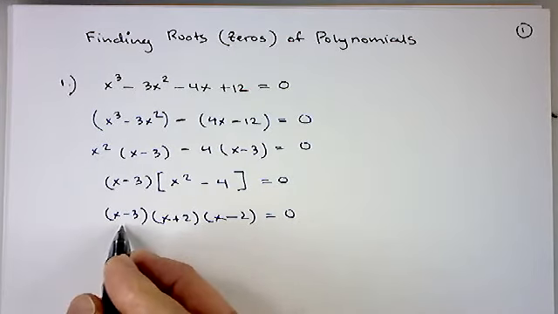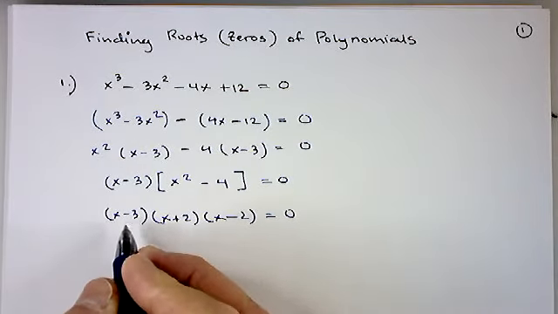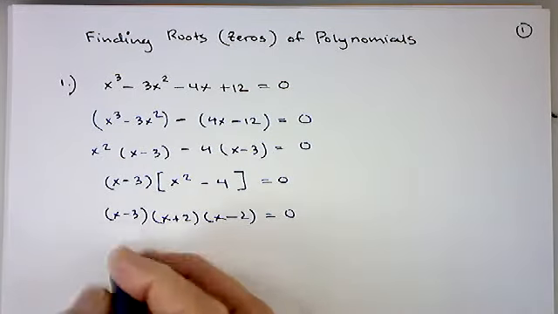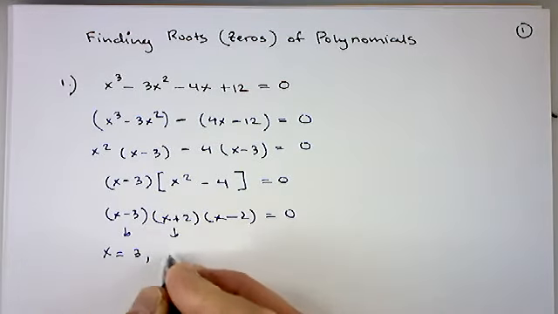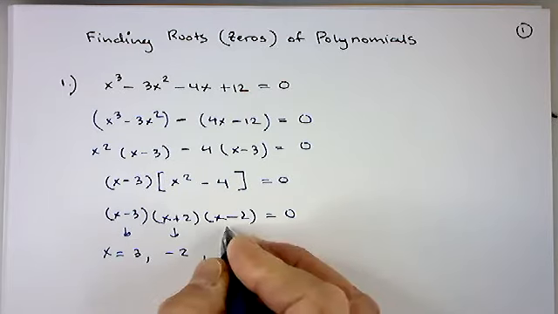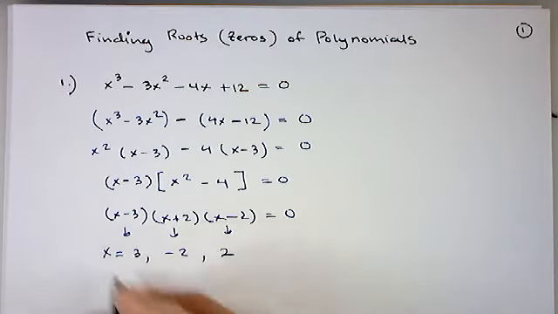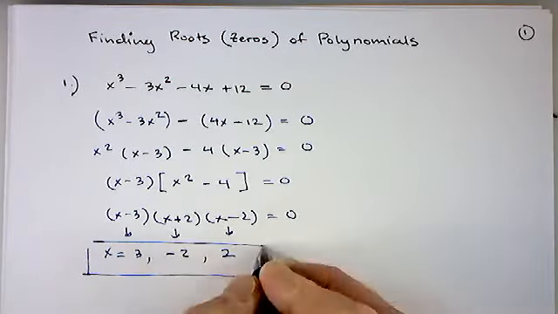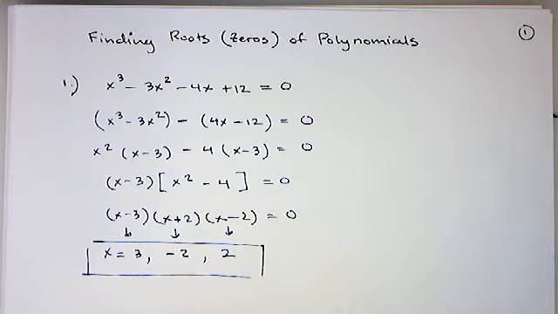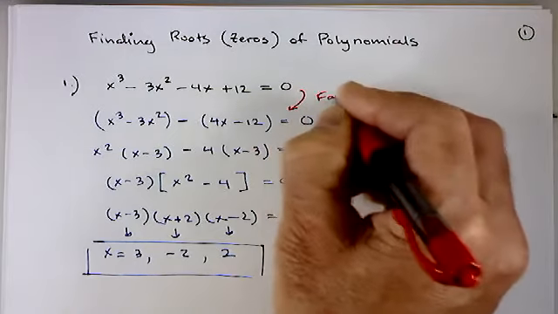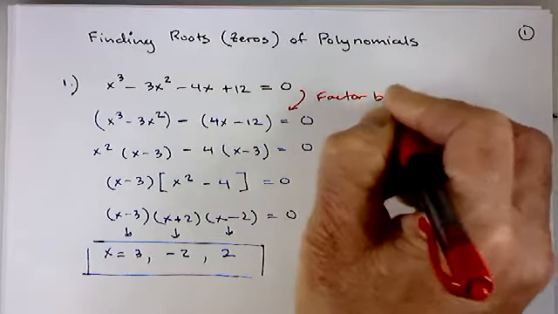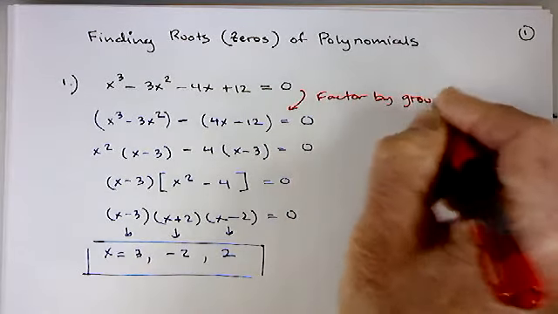And then I can use my zero product property. I know that if x minus 3 is a factor equal to 0, I know one answer is positive 3. From this factor, negative 2 is a solution, and positive 2 from my third factor. Okay, so remember, this is an option. Again, we call this factoring by grouping.